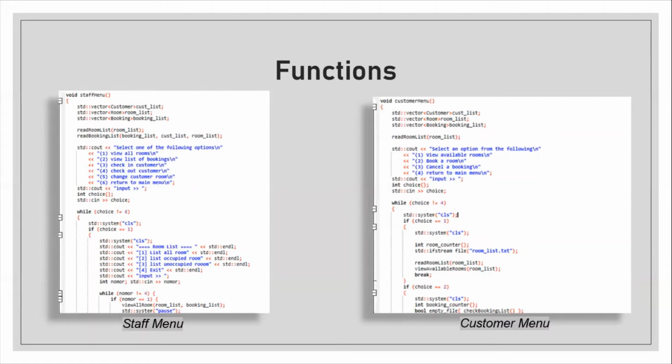The staff and customer menu, as explained in the use case diagram, is a bit different. Staff has more features, while the customer only has a few features. Let's go to their functions.